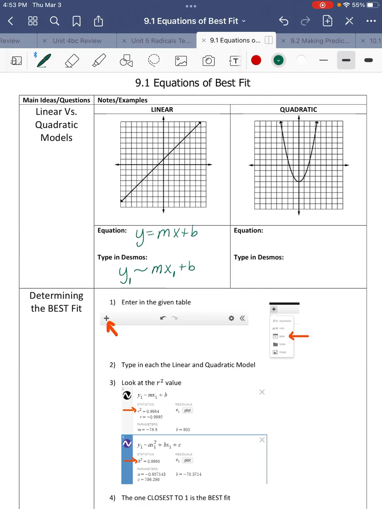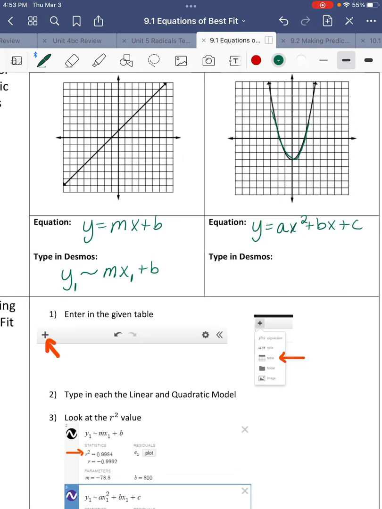Now for a quadratic, to get a general model of an equation like this, is going to be y equals ax squared plus bx plus c. Now, that might be a little confusing, but when we type it into Desmos, we're going to be typing in y sub 1 equals ax sub 1 squared plus bx sub 1 plus c.